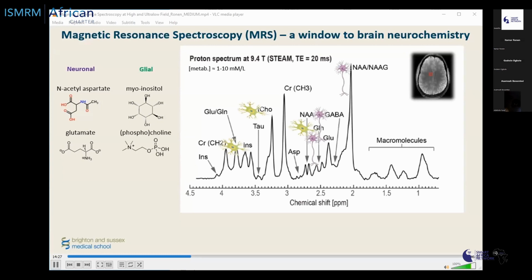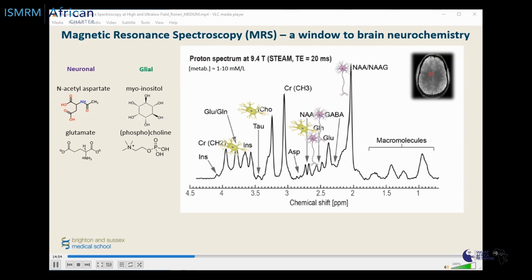There are also molecules that are found in glial cells. Glial cells have many different roles in the brain, and one of them is relevant to our discussion today. Important molecules are myoinositol, that is a sugar, and it gives rise to resonances around 3.6 ppm, and also choline, that gives rise to resonances at 3.2 ppm. Myoinositol is almost specific. This is important when we are looking at pathologies that involve astrocytes.